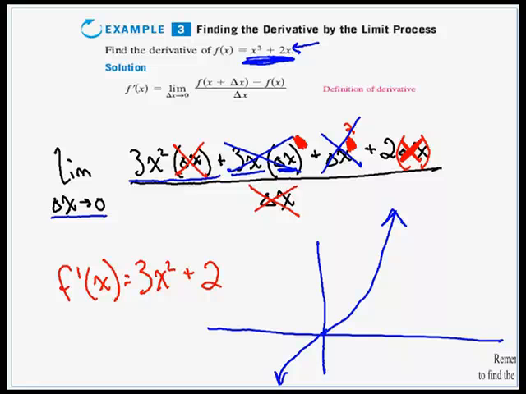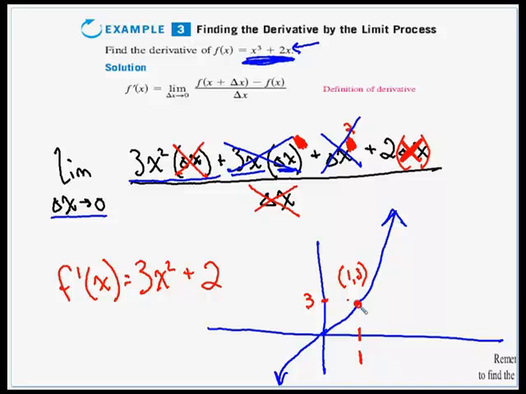Now, what exactly does this mean? Here x is 1. If I plug 1 into the original function, I'm going to get 1 to the third plus 2 times 1, and that turns out to be 1 plus 2, or 3. So if I plug in a 1, the height over here is 3. So this point (1, 3) is on the graph.